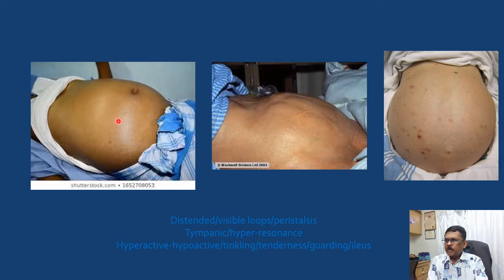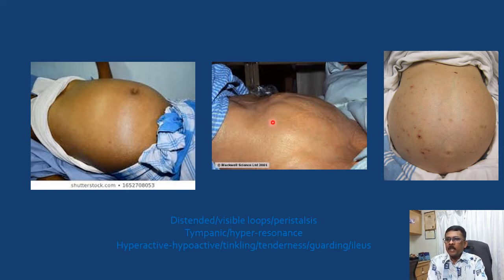Okay, these pictures show abdominal distension of varying degrees, maybe generalized distension here. And in these two pictures, we can also see that there are some visible loops of bowel, and sometimes you can even feel them. Sometimes you may notice the abnormal colicky movements of these loops that you see.